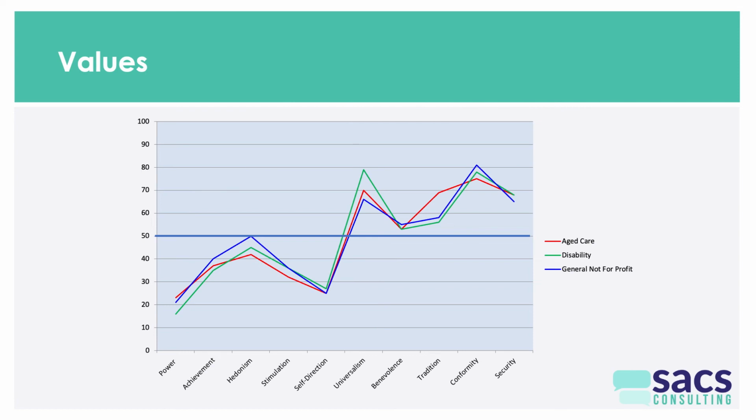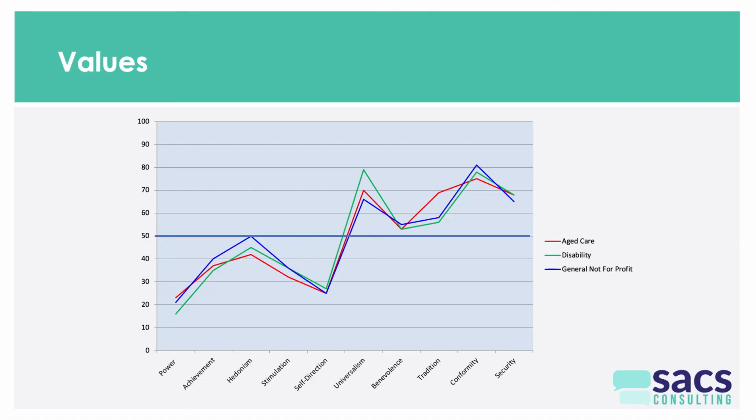Very low scores in self-direction, and I've often commented in conferences that this is one of the reasons that these sectors can sometimes struggle to find people who are keen to lead. Because if people are low in self-direction, what that means is they believe it's quite all right to be supervised by other people. So that can make it more difficult to find large numbers of leaders.